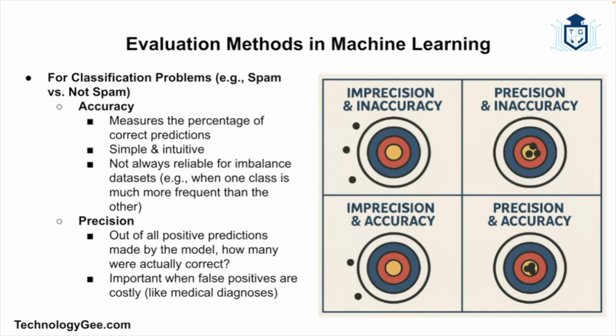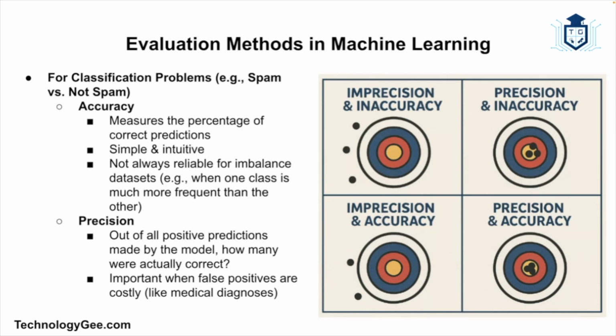All right, so let's talk about evaluation methods in machine learning. The first type we're going to talk about is for classification problems. And you can use this for spam and not spam type of examples. Your common metrics include the following. You have accuracy, and this is the percentage of correct predictions. This is simple and intuitive, but it's not always reliable, especially for imbalanced data.